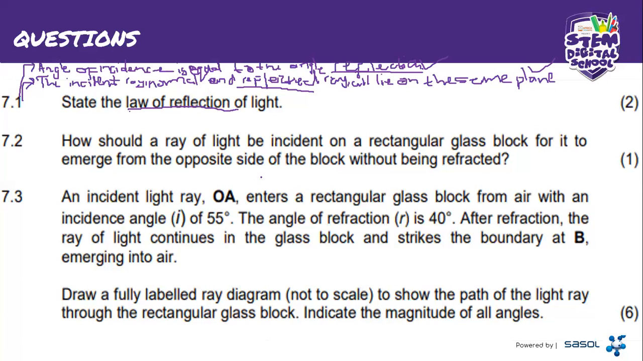Then they say in 7.2, how should a ray of light be incident on a rectangular glass block for it to emerge from the opposite side of the block without being refracted? Now, let us do this. Let us have the block here. There's a rectangular glass block, right? Let us draw the normal.